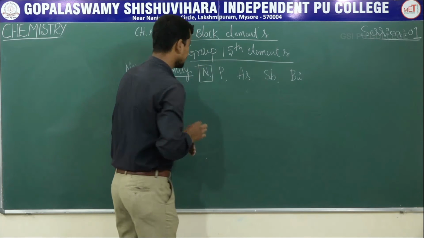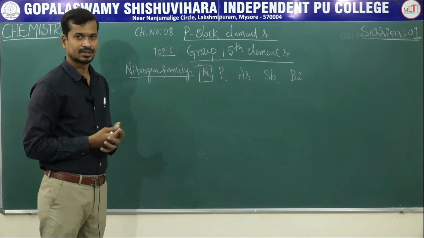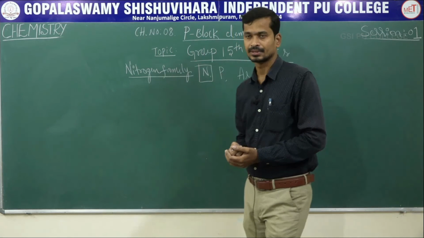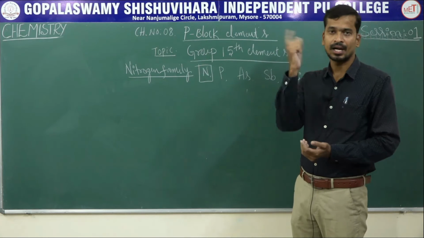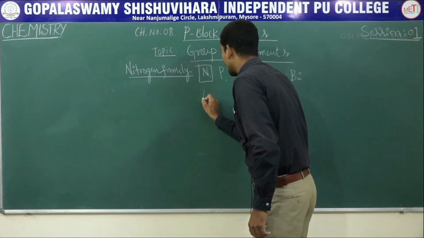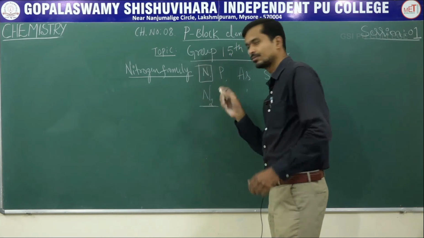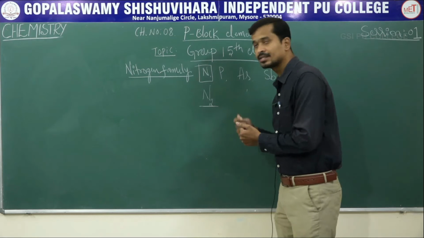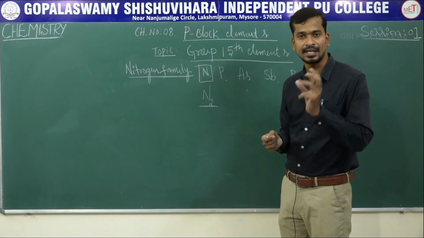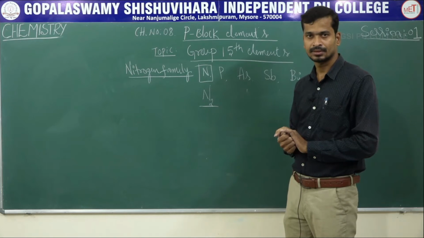Nitrogen occurrence. You have already studied this in high school. Nitrogen is 78% present in your atmospheric air. Clear? Nitrogen is a diatomic gas, N2. Nitrogen is also present in your proteins, amino acids, DNA, RNA, ATP and ADP. Clear?